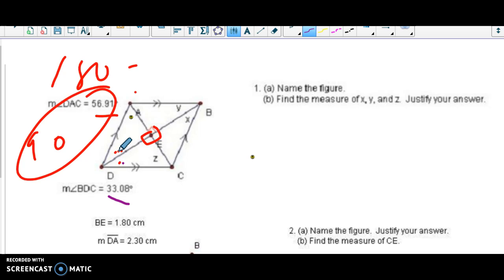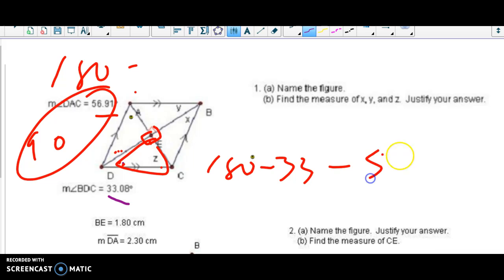And then if that's the case, you also know that's 90. If that's 90 and that's 33, then these three here have to add up to 180. So again, you go 180, subtract 33, subtract 90, equals 56. That's how you get this guy. 90, 33, and this.